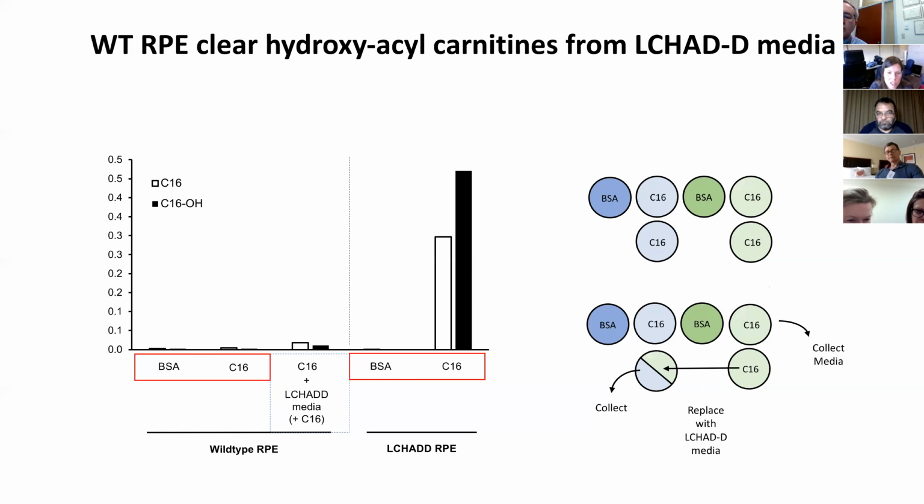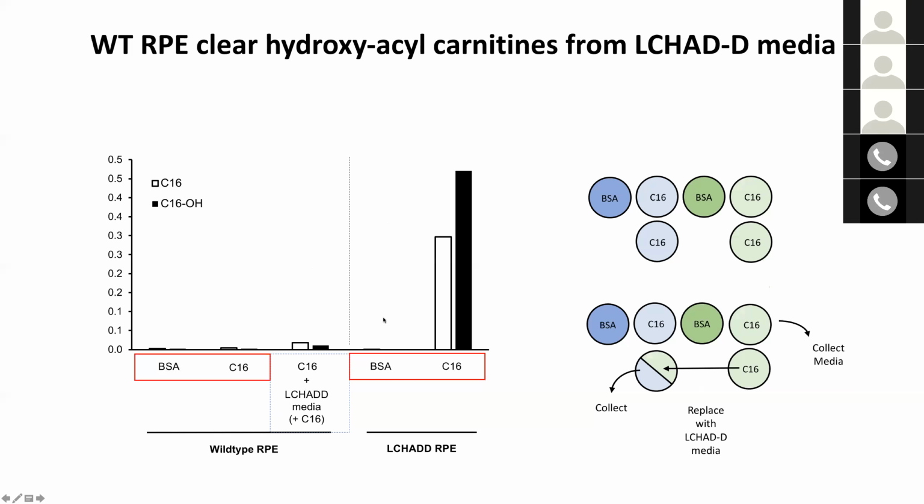But interestingly, when we put that media on top of wild type cells, we're able to clear the C16 hydroxys. And so in future experiments, we're going to be doing probably some co-culture with both wild type and LCHAD to sort of determine what percentage of correction, or what percent of wild type enzyme, would need to be present in order to clear these hydroxy species.